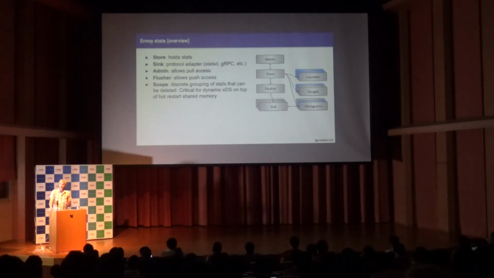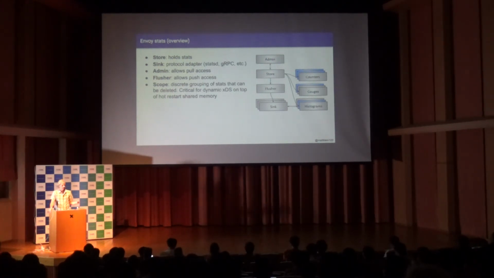So some concepts. We have store. A store is the component in Envoy that stores stats. We have syncs. These are the protocol adapters that Envoy can use to write stats out. Those are for things like statsd, or we actually have a gRPC metrics API. We have an admin system that allows pull access, so you can go to a /stats endpoint and get your stats. We do that in Prometheus format, in JSON format, and I think now in a couple different other formats. And then we have a flushing system, which allows stats to be pushed.